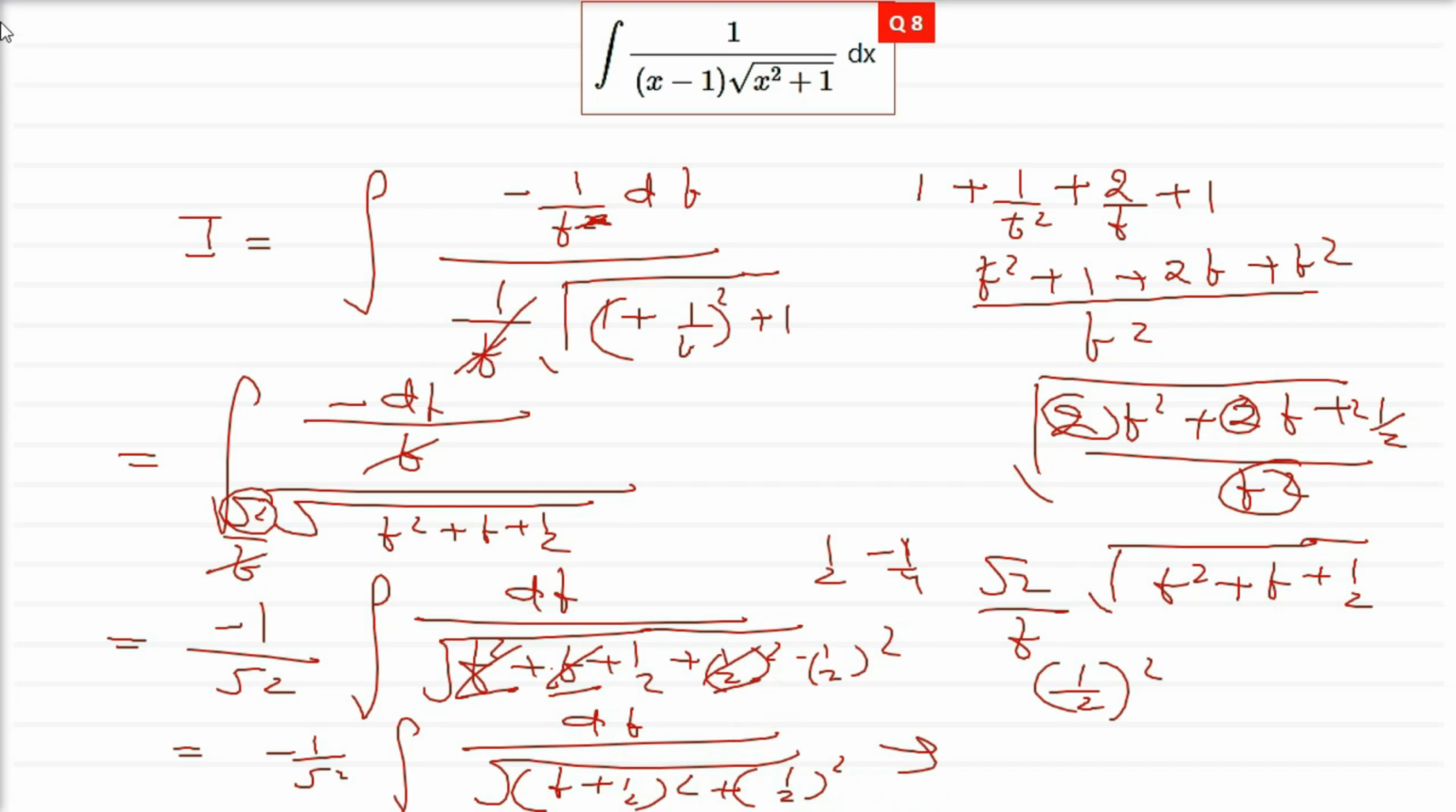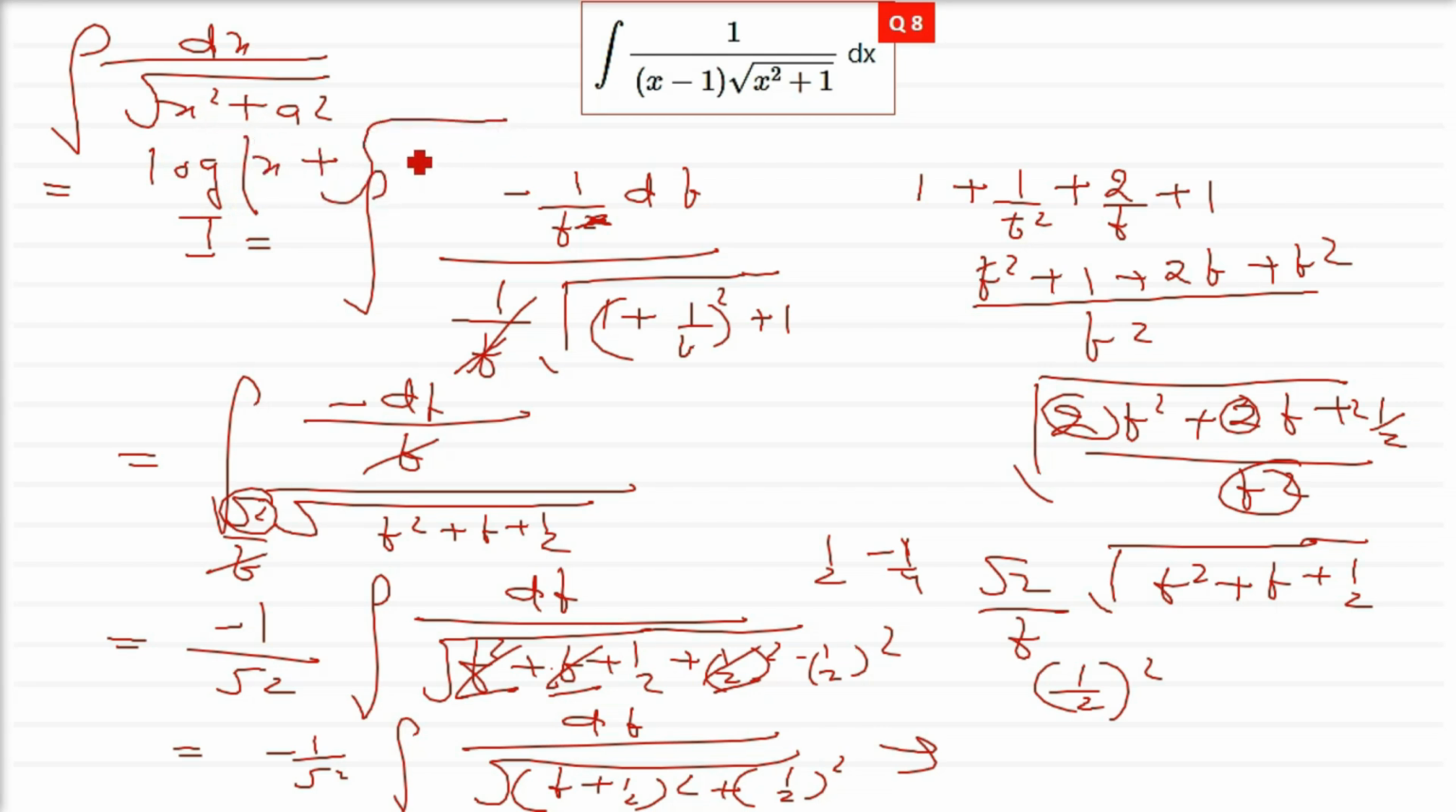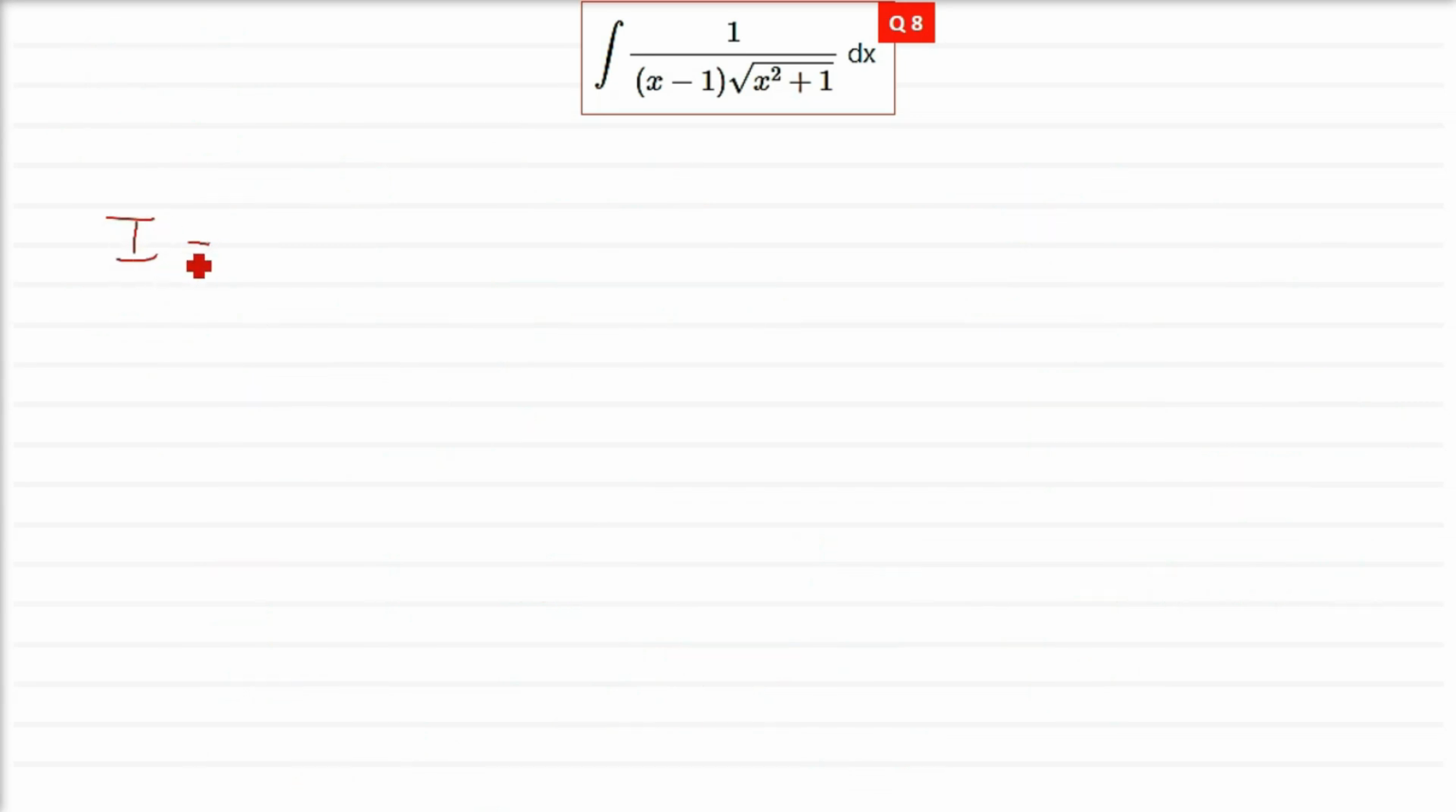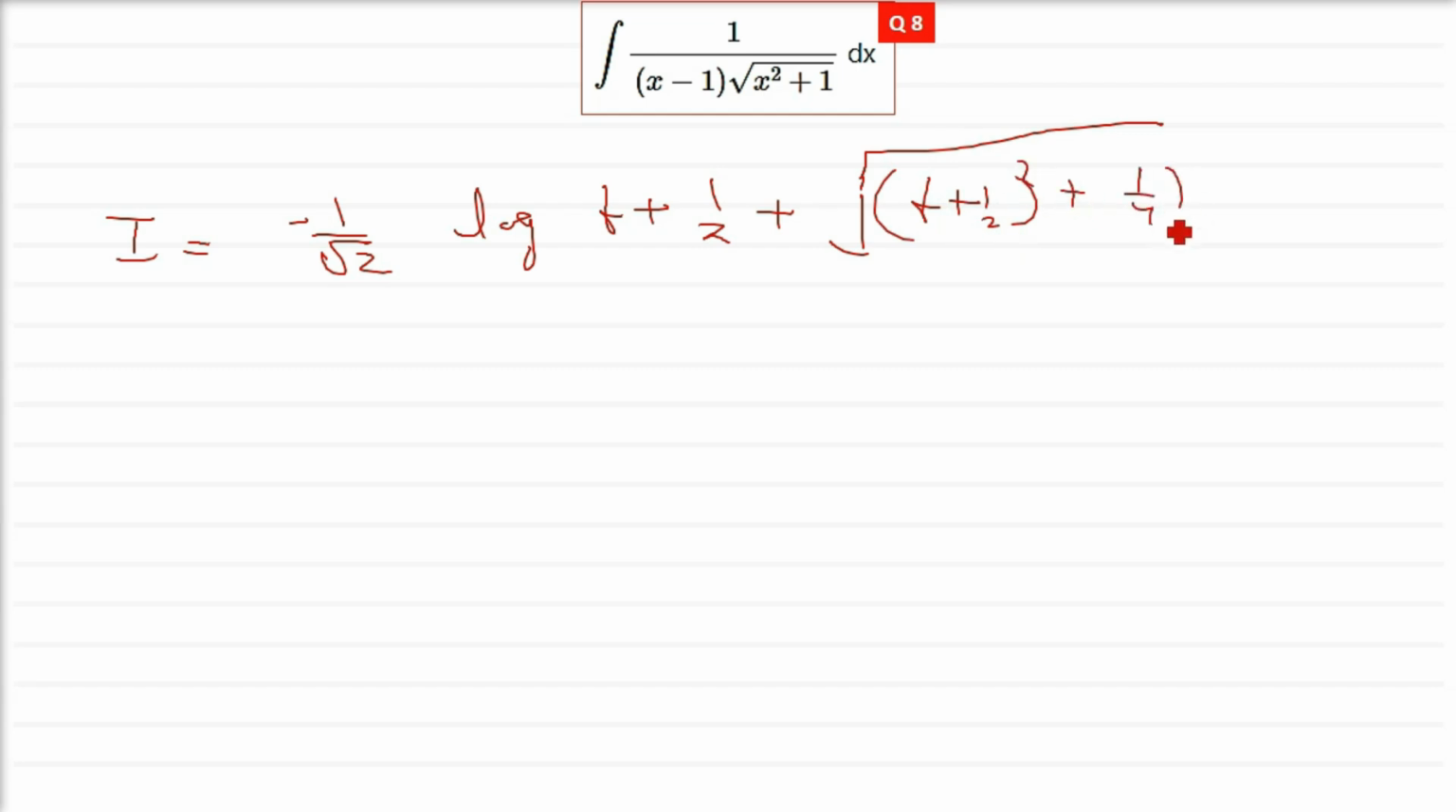Now we can apply a formula here. Integration of dx divided by under root x square plus a square has a direct result, which is log modulus of x plus under root x square plus a square. We have proven this in the earlier discussions. In this case, we will take x as t plus half and a as half, 1 by 2. So what we have got, I am now writing it: negative half log t plus half plus under root t plus half whole square plus 1 by 4 whole square.